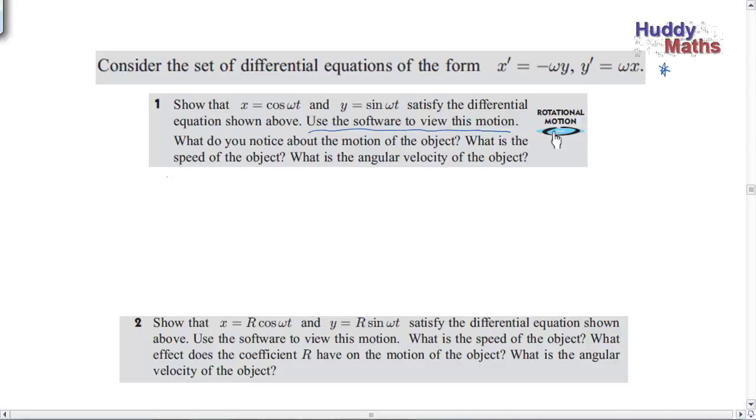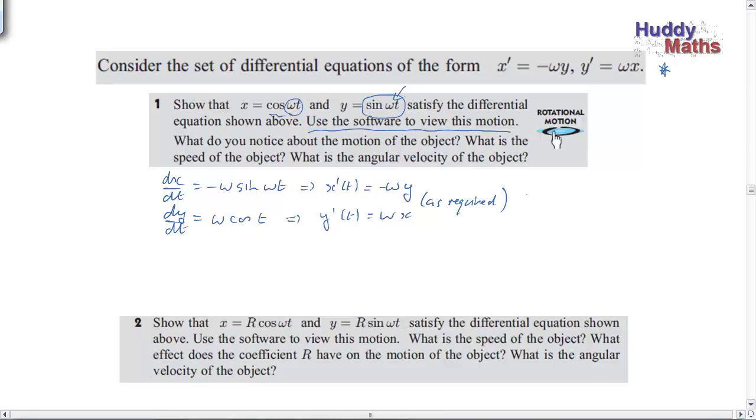So x equals cos omega t, dx by dt will equal the derivative of cos, which is negative sine, but you must multiply by the derivative of the inside. So it's negative omega sin omega t, and dy by dt is going to be the derivative of sine, which is cos, but you must multiply by the derivative of omega t now. That's got a factor in there. Okay, so we've got that. And so this implies x prime of t is equal to minus omega y, and y prime of t is omega x. As required, we're showing that on differentiation, those two functions do satisfy the pair of differential equations.